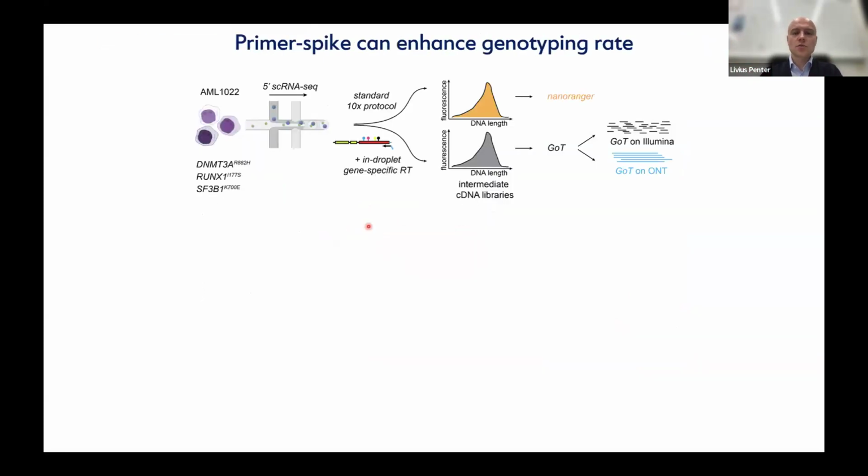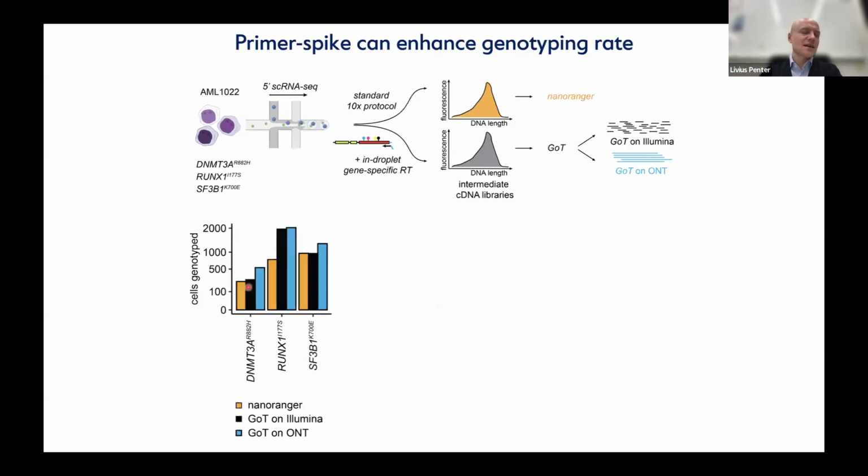And I just want to show you one more piece of data where we actually try to improve the genotyping efficiency by combining it with an approach called GOT that was developed by Dan Landau, where you actually spike in primers during the RT step in order to improve the coverage of transcripts that bear a mutation of interest. And we did this, and this is able to improve the genotyping rate a little bit, not dramatically, but this is one option to actually improve things a little bit.